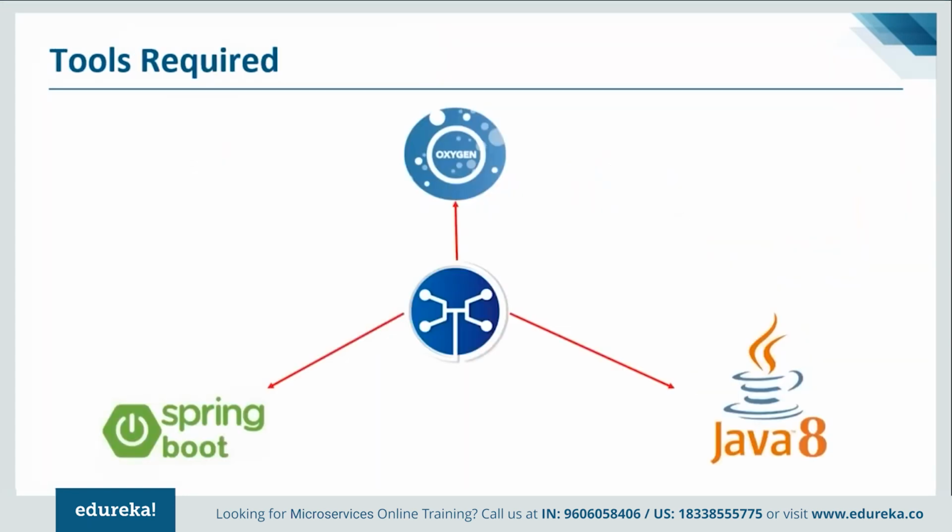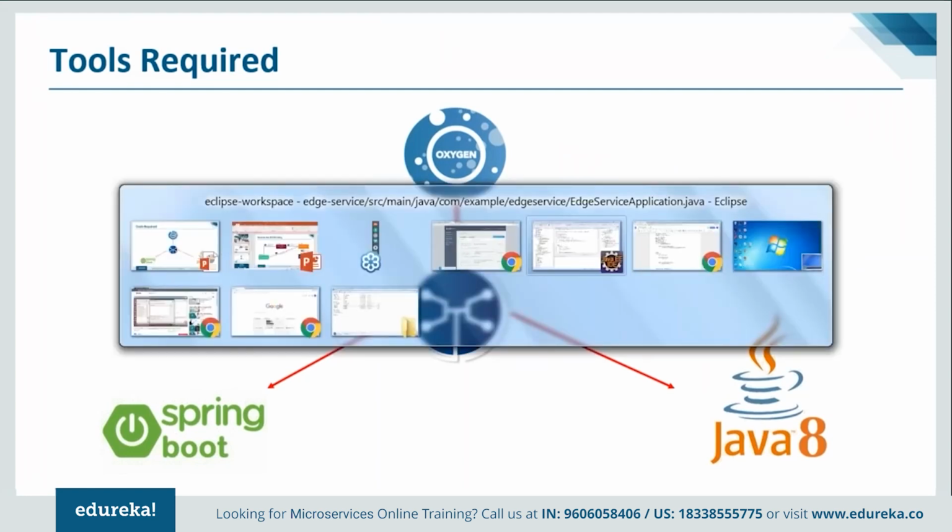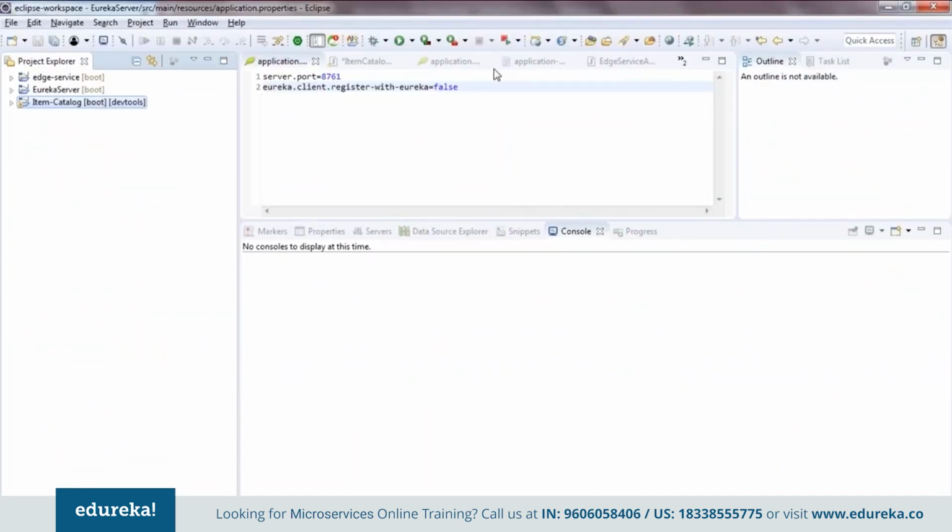Now let us see what are the tools I'm going to use. So I'm going to use Java 8, Eclipse IDE Oxygen, and the Spring tools. So let me just quickly open my Eclipse IDE and I'll explain the code there. So this is my Eclipse IDE, guys, and over here I've already written the code in order to execute the use case. I'll just give you a walkthrough of what I've done here. So I have all the three services that I've mentioned in the slides. So we have Eureka service, we have Edge service, and we have item catalog.